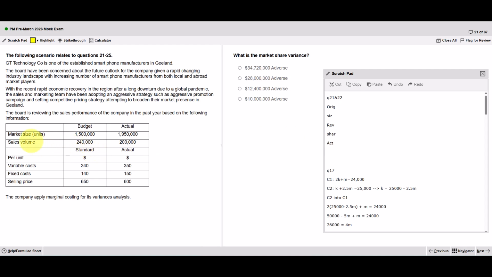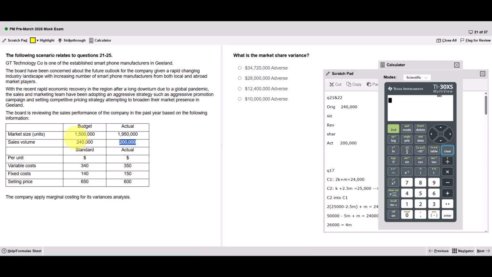Well, the original is the sales volume that we budgeted for. So that's 240,000. The actual we're given here as 200,000. The revised we aren't given, and we need to use the market size to help calculate that. The original market size was expected to be 1.5 million, turned out to be 1.95 million. So it was 450,000 higher, which is a 30% increase. And our original market share was 240, so a 30% increase is 1.3 multiplied by the 240, which gives us 312,000.